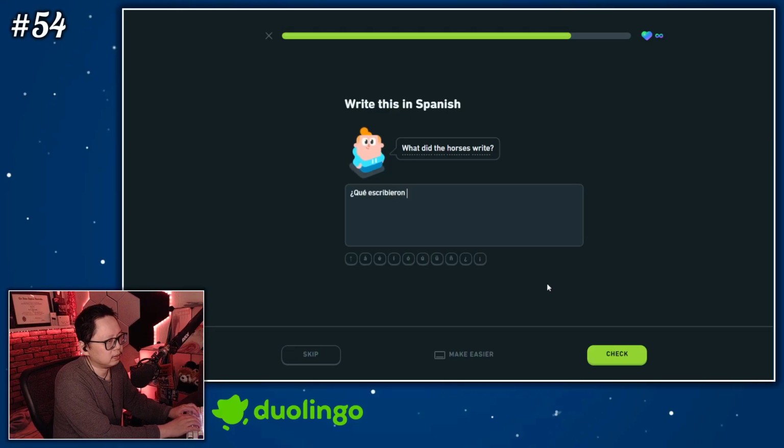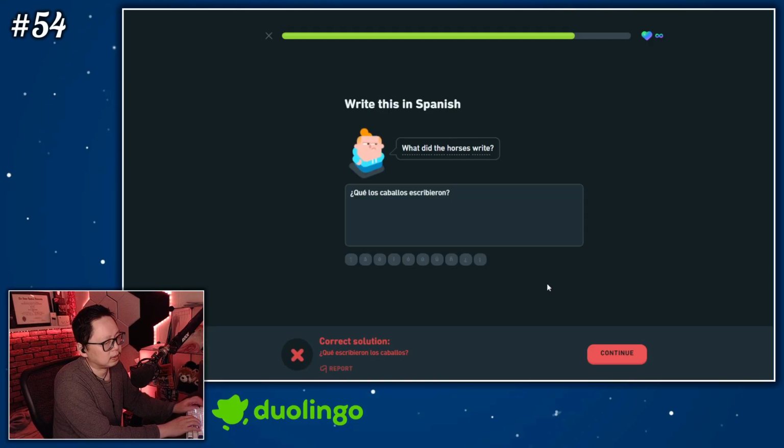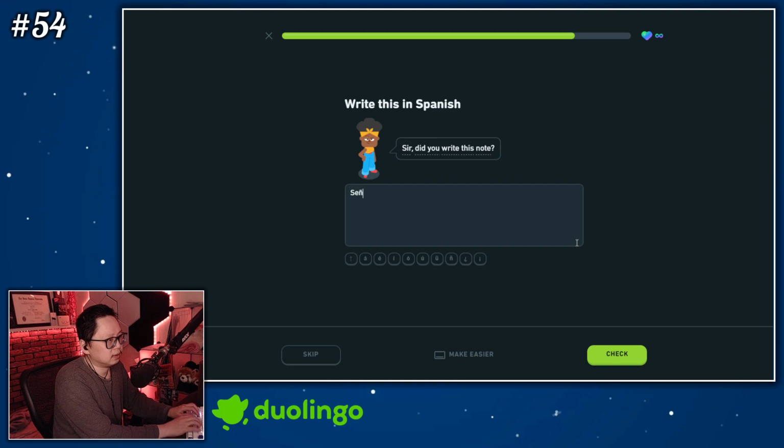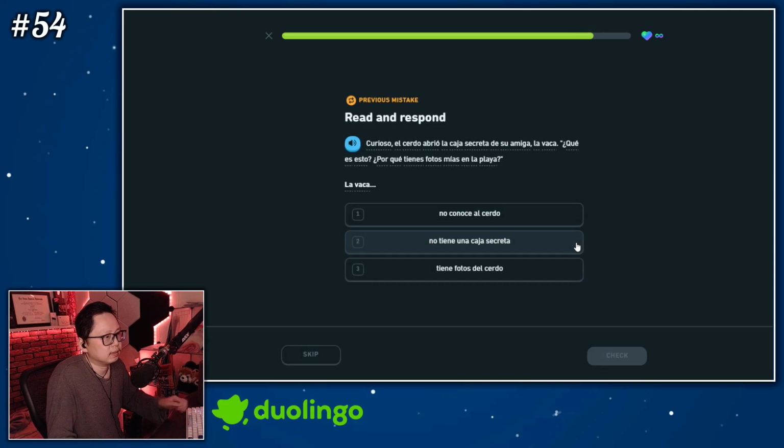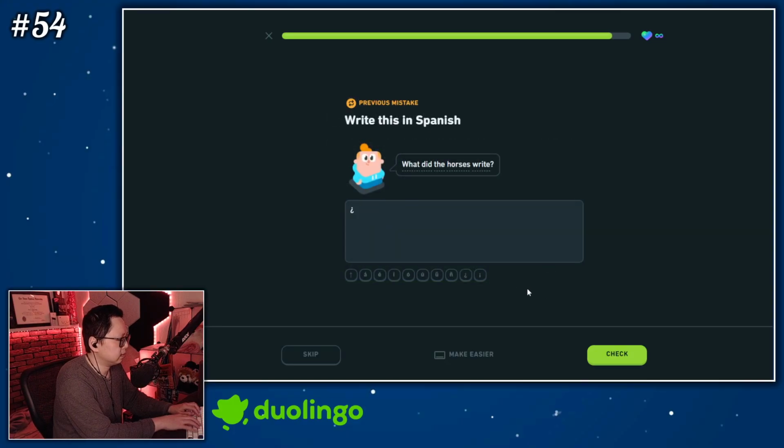Escribieron. Or los caballos escribieron. I think this might be backwards. Yeah, it's backwards. Señor. Escribió esta nota. Oh, usted, right. Curioso, el cerdo abrió la caja que escribieron los caballos.